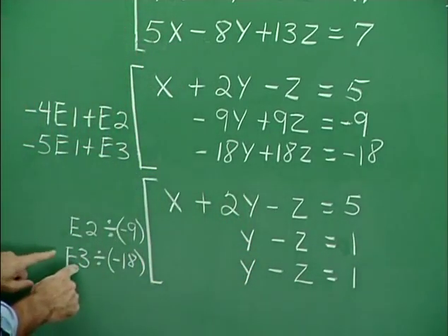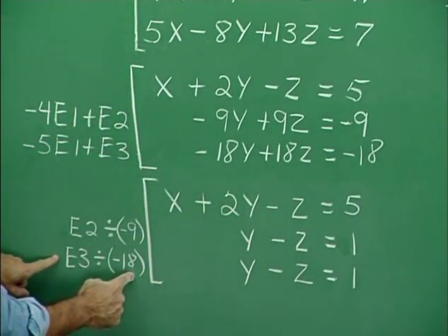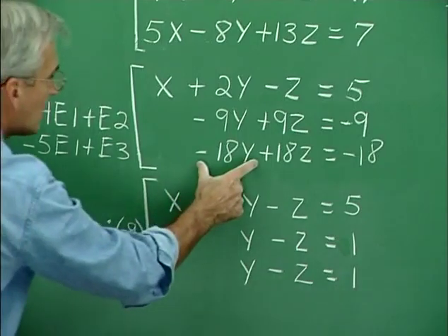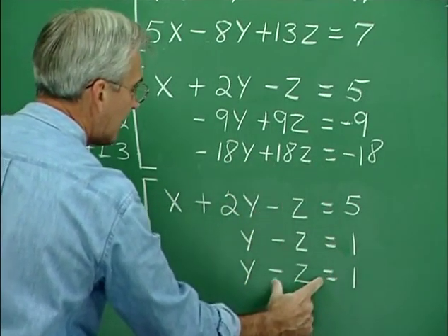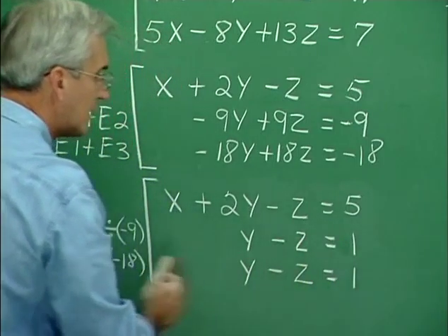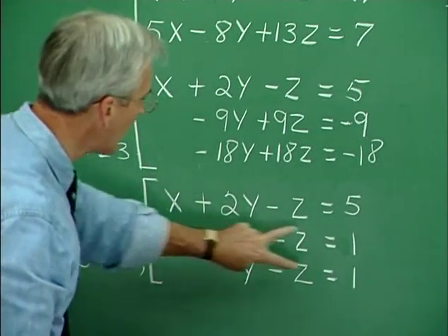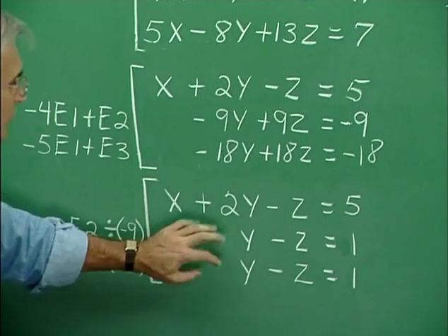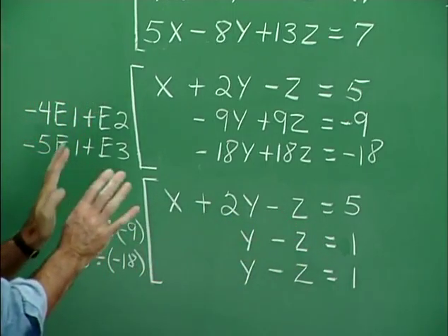And then in the next one, in equation 3, I'm dividing by -18. Same kind of thing happens. Divide here by -18, divide here by -18, divide here by -18, and I get this. Now I'm noticing that these two equations are identical. Now let's see what happens in the next step.